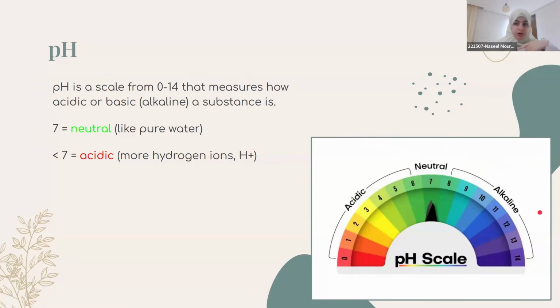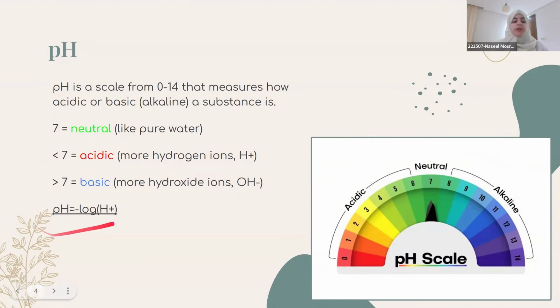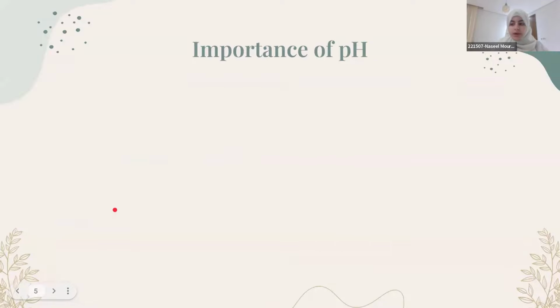Now, above 7 is what we call basic, okay? Here you could either be having an excess of base, like hydroxide ions, or you're having low amounts of acid, so your pH is just going up. Now these are just some basics. Now, an interesting formula that we've seen in chemistry before is that pH is equal to the negative log of hydrogen ions. So basically what they're saying is that the pH depends on the amount of hydrogen ions that you have.